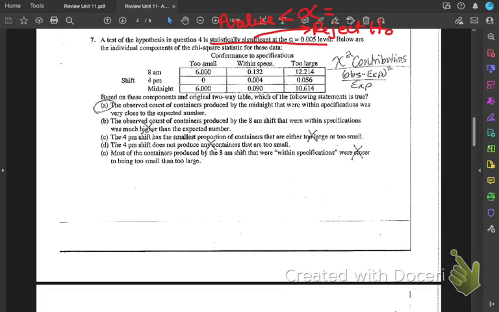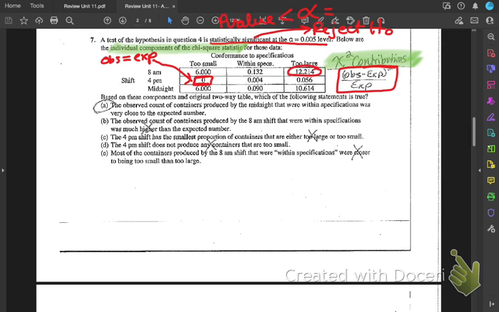Now, carefully, below are the individual components of the chi-squared statistic. These are not the observed, these are not the expected. These are the chi-squared contributions for each of these cells, all right? That means this is the observed minus expected squared divided by expected for each individual cell, okay? So, based on these components, the original two-way table, which of the following is true? So what that means is, for example, the 8 a.m. shift that had too large, there was a big difference between the observed and the expected in that category. The 4 p.m. shift and too small, there was no difference. In this particular situation right here, the observed equaled the expected, okay?